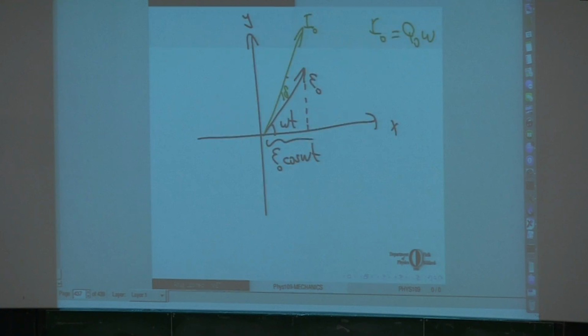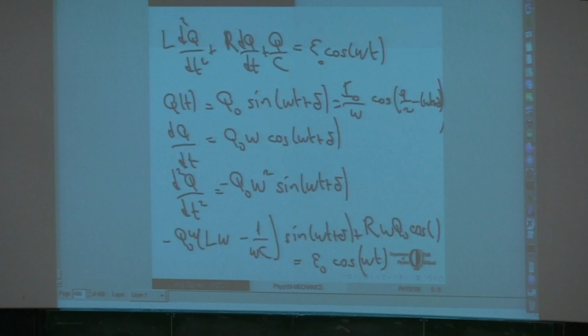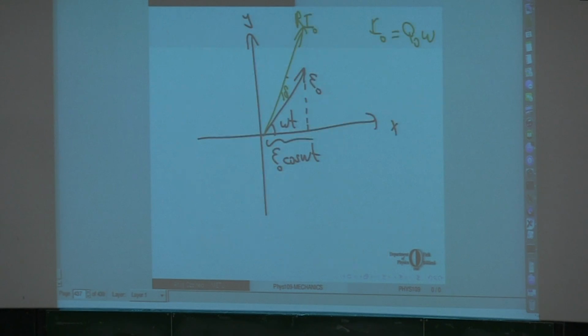By the way, here I have r times I0. I have this term, r times I0. Now I'm looking at this term Q over C, but we just said that the vector corresponding to Q over C makes 90 degrees less. So this is the vector corresponding to Q over C. It has a magnitude Q0 over C. Okay, this is 90 degrees.